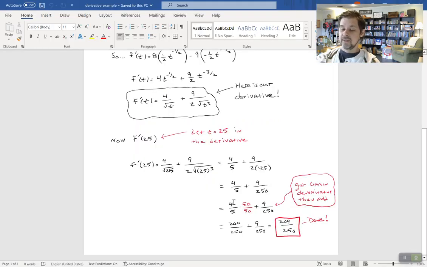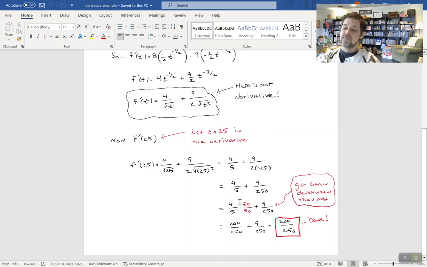So, I've got to add these together, and in order to add fractions, I need a common denominator. That common denominator between these fractions will be 250. So the way we do that is I took 4/5 and multiplied by 50 over 50. Why do you do it that way? If you say 5 times 50, that's 250. That'll get you the common denominator. Why do we multiply on top also?